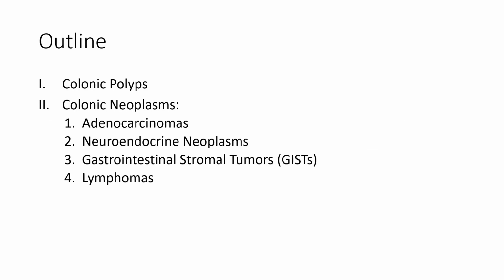So this is the outline that we will follow. First, we will start talking about the polyps, and then we will move into the tumors, where we will discuss adenocarcinomas, neuroendocrine neoplasms, gastrointestinal stromal tumors, and finally lymphomas.